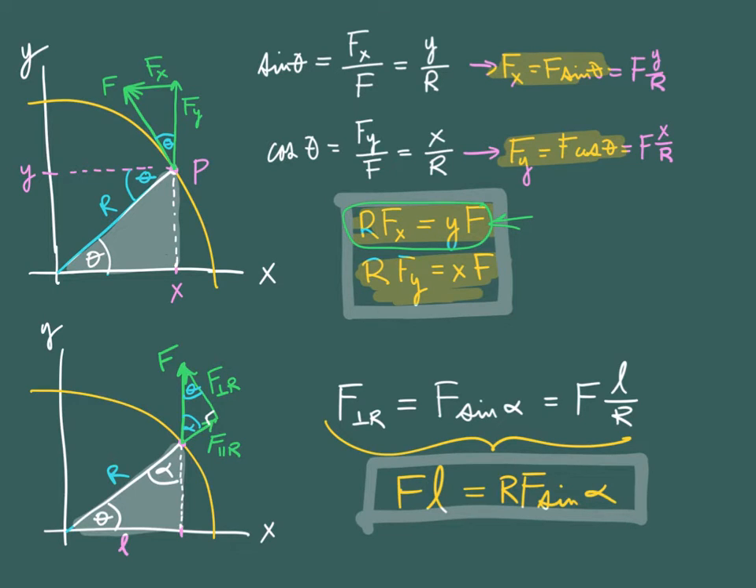Just another way to solve the problem. Some problems lend themselves to the top way of looking at things, and some problems lend themselves to the bottom way of looking at things. It really comes down to this. If the force is being applied tangent to the path, we use the top two equations. If the force is otherwise applied to the circular path, we are going to have an easier time with the bottom equation. It's really that simple.